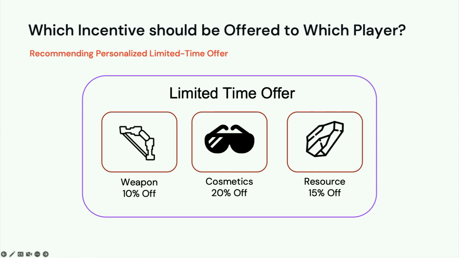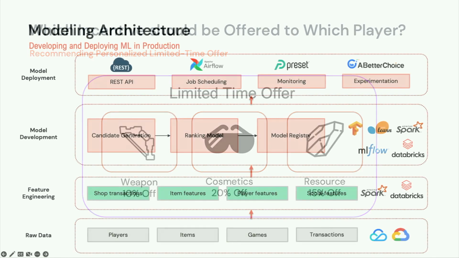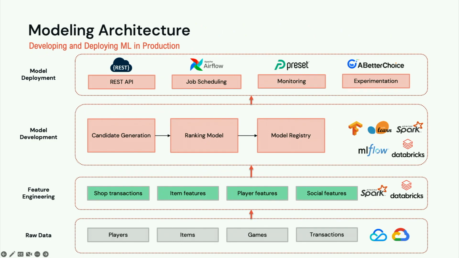If we want to recommend a specific resource to a player, then we want to know whether this player at his or her current level needs this type of resource, or maybe this player already got redundant of this type of resource. To solve this problem, we can use machine learning and a recommender system. This architecture can be quite similar to the general machine learning or recommender system architecture.